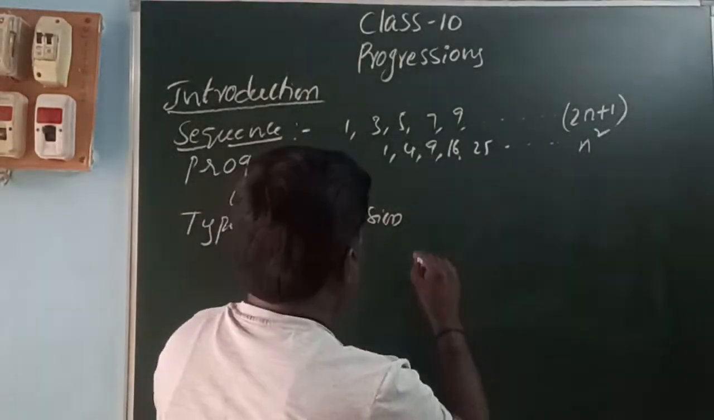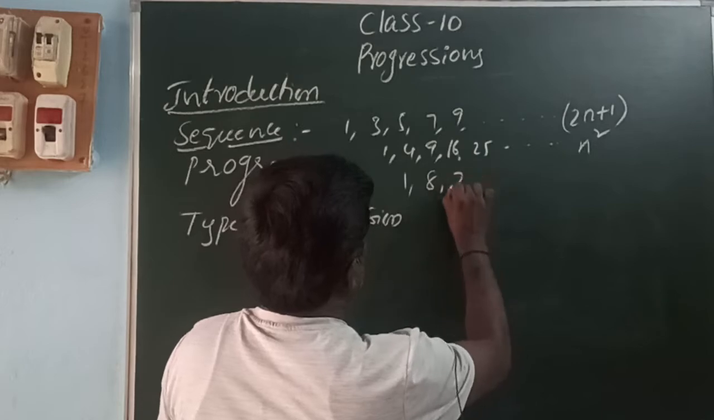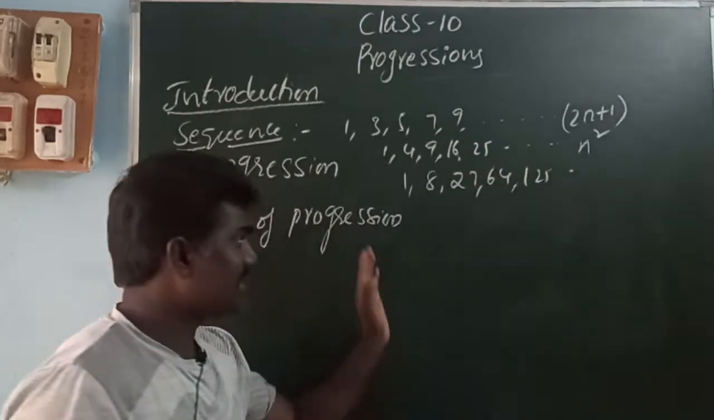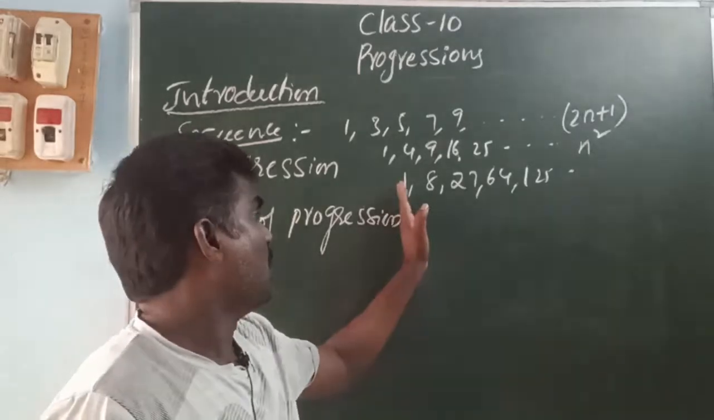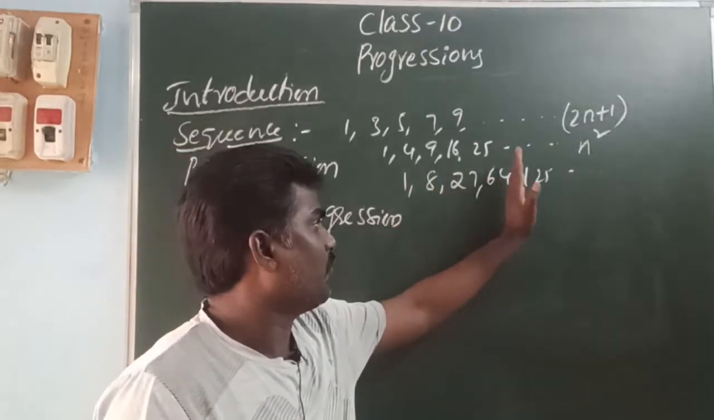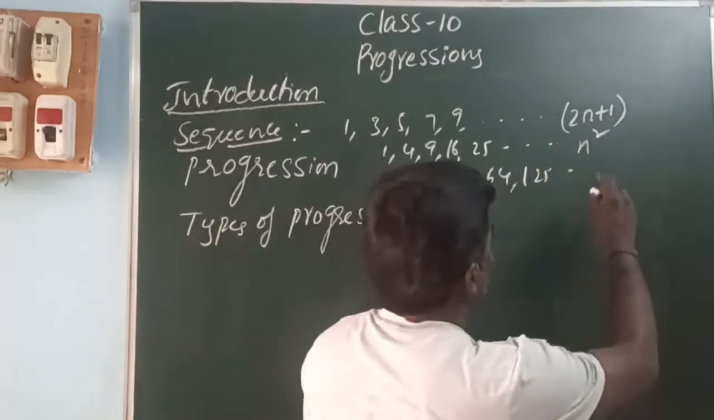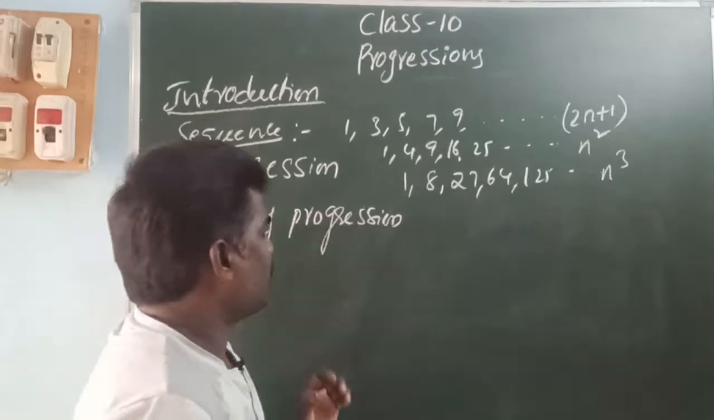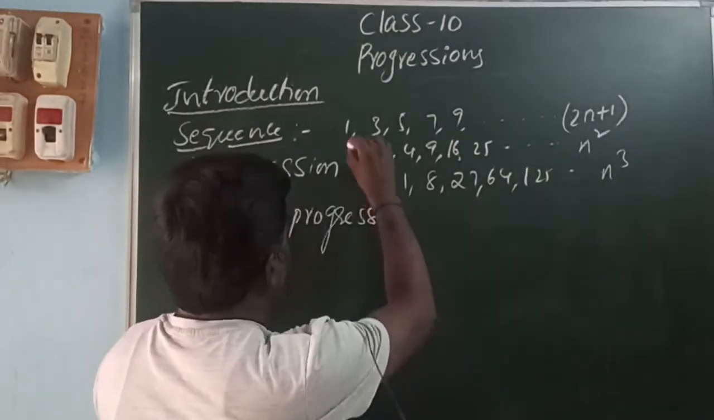Next another example: 1 8 27 64 125 and so on. These numbers follow the rule: 1 cube, 8 is 2 cube, 3 cube, 4 cube, 5 cube and so on. That is n cube. Okay, so next we take another example.